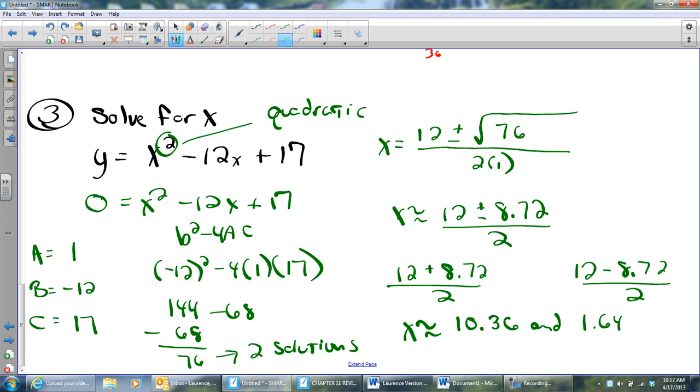And I say approximately because the square root of 76 is an irrational number. 8.72 is not the square root of 76. It's just pretty close. If I take 8.72 and multiply by itself, I won't get 76 on the nose. I actually ended up getting 76.0384. So I actually ended up a little bit high because I had rounded up.